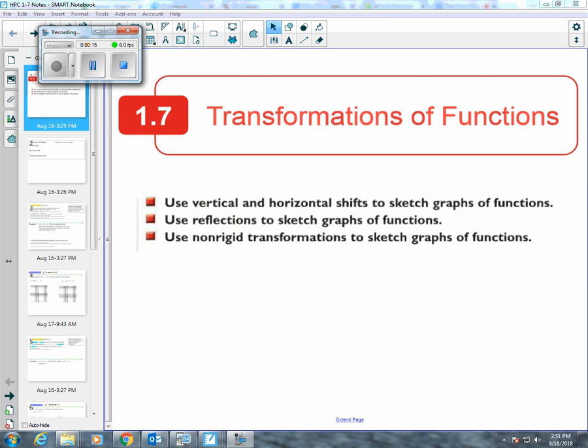So our essential questions today, the first one is to use vertical and horizontal shifts to make sketches of graphs, so understanding what that might mean. To use reflections to sketch graphs, so how does that work and where can you reflect? And then using non-rigid, which means things that change the shape a little bit, transformations to sketch. So those are our big three to be able to talk about.